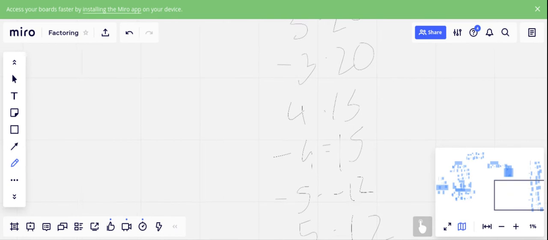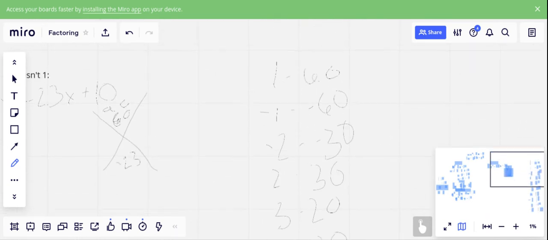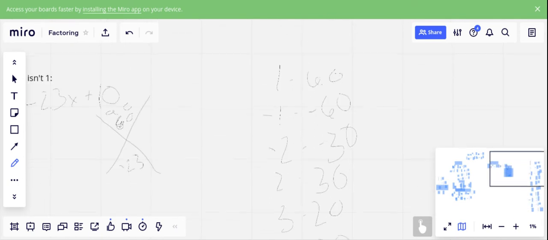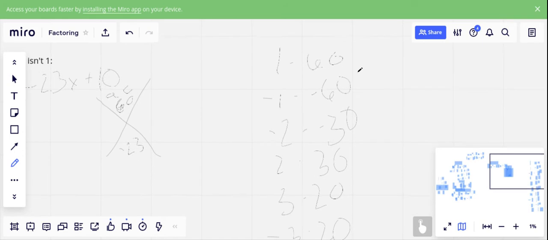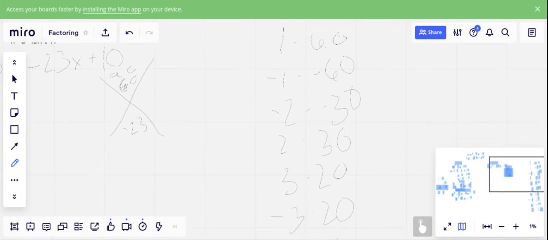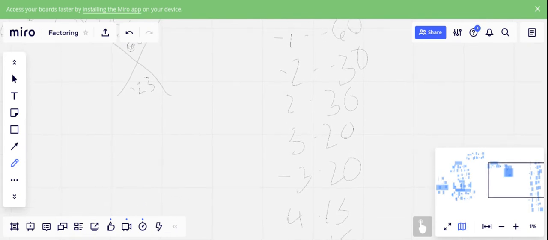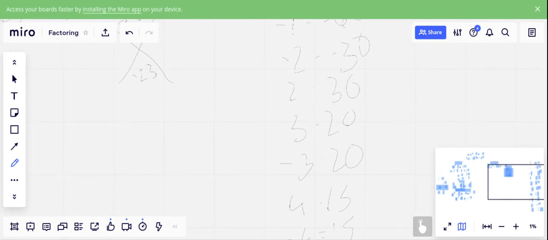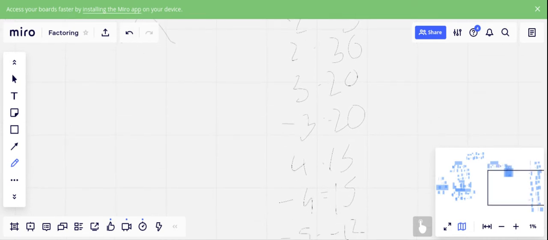So instead of listing those, we can find out what factors add up to negative 23, as we're looking for. So 1 plus 60, no. Negative 1 plus negative 60, no. Negative 2 plus negative 30, no. 2 plus 30, no. 3 plus 20, almost. Negative 3 plus negative 20, yeah. So negative 3 and negative 20 will work.